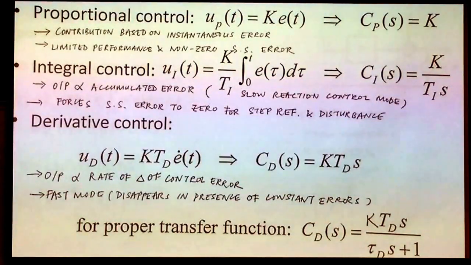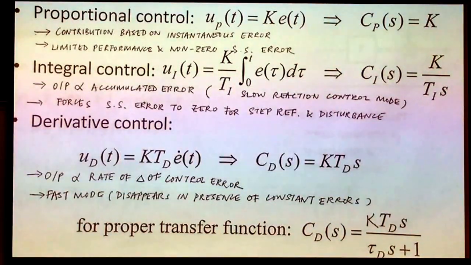But if your error is constant, it doesn't go up and down. If your error is constant, e dot is 0. So if you have constant error, derivative control does nothing. If you have constant error, you should use integral control. If you have fast changing errors, up and down, so the derivative goes positive and negative, this is when you use derivative control.